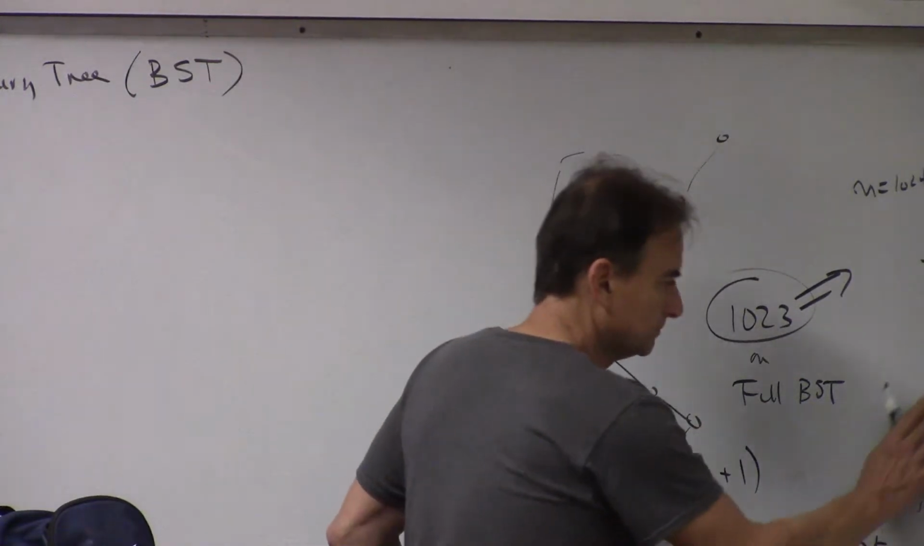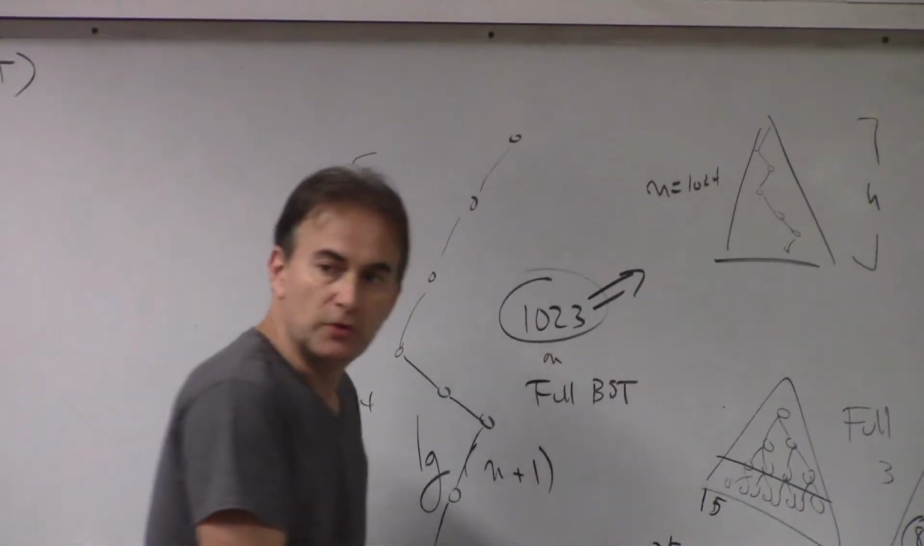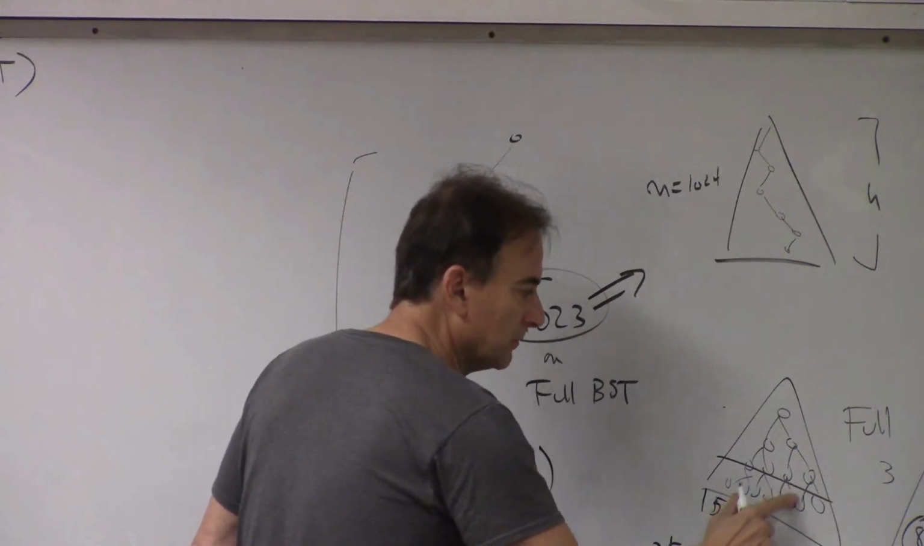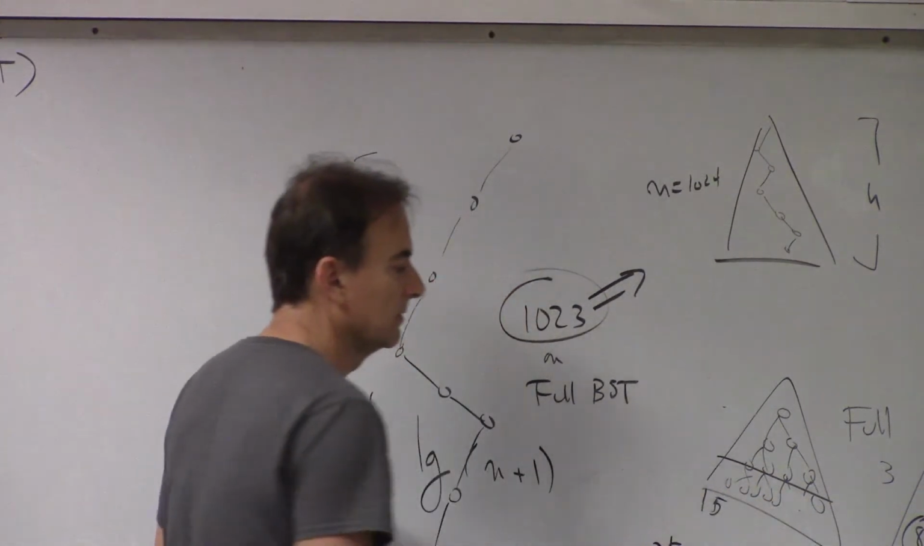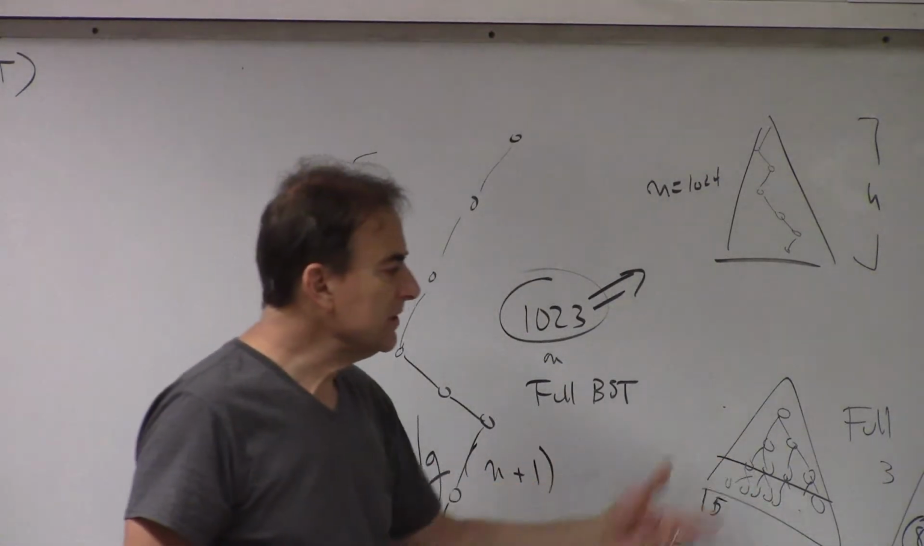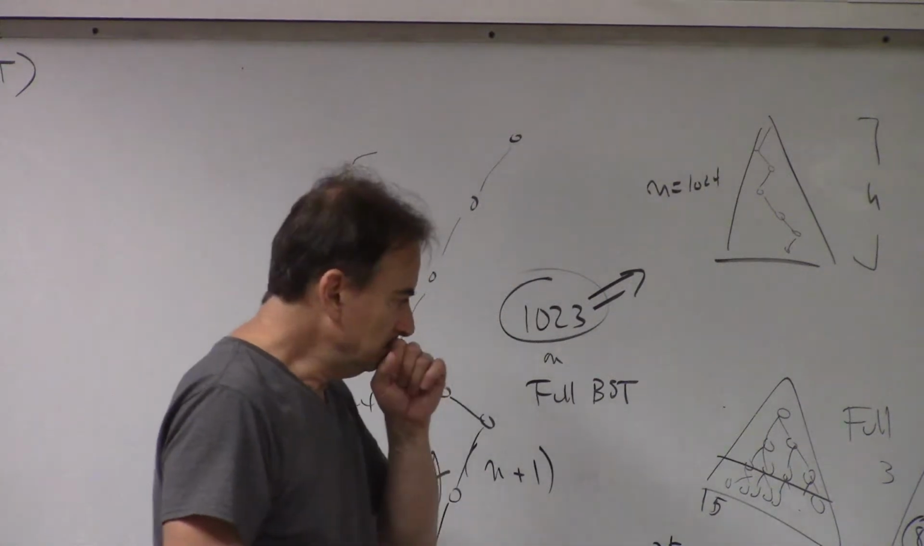Now, this tree here has 15 nodes, right? And we said it was full. But what if you're missing one node or two? Now how many nodes do we have? 13, right? Can 13 be full? No, but it can be balanced.